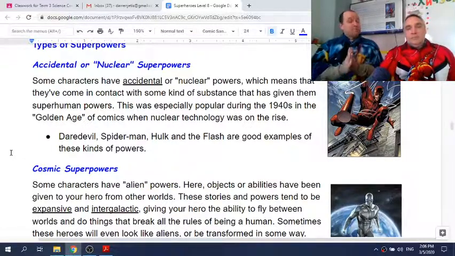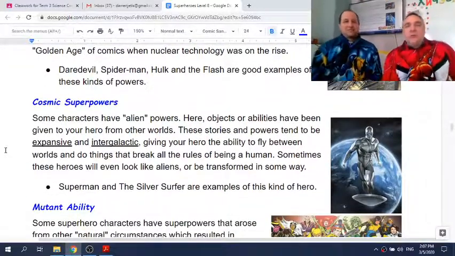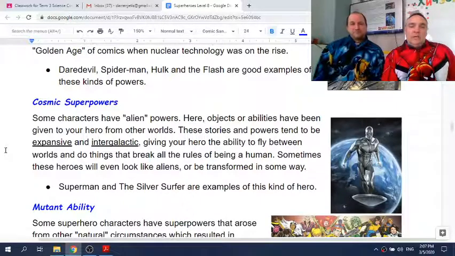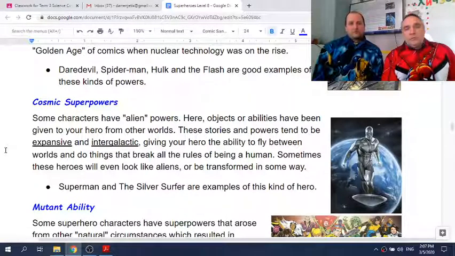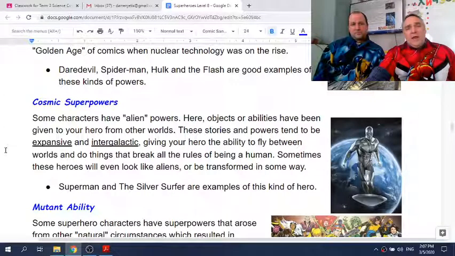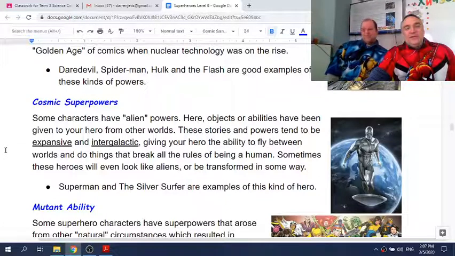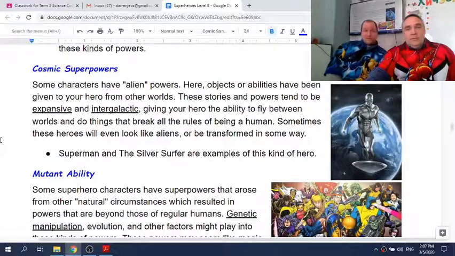Okay, cosmic powers. So next, cosmic powers. Some characters have alien powers. Here, objects or abilities have been given to your hero from other worlds. These stories and powers tend to be expansive and intergalactic, giving your hero the ability to fly between worlds, or do things that break all the rules of being a human. Sometimes these heroes will even look like aliens or be transformed in some way. Okay, some real good examples. Superman and the Silver Surfer.